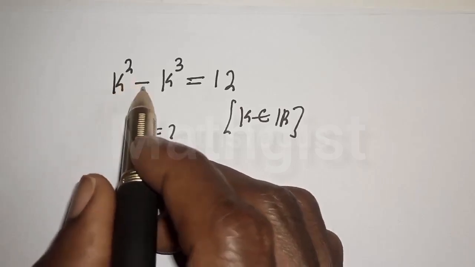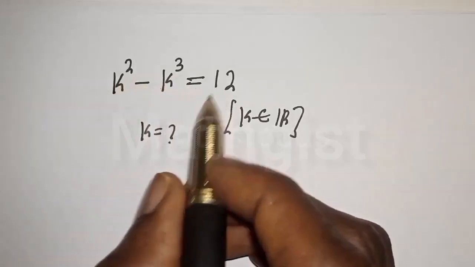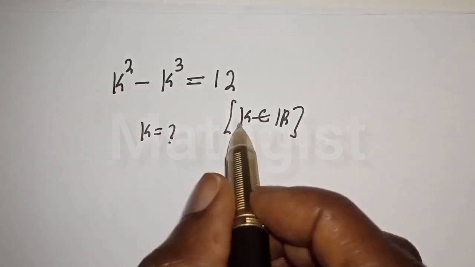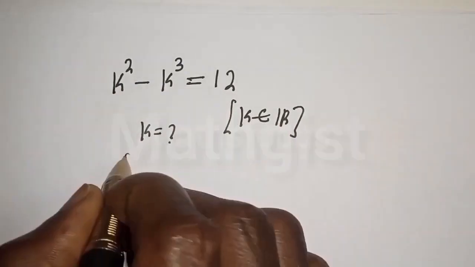k squared minus k raised to power 3 is equal to 12. What is the value of k, where k is a member of the real numbers? Solution.